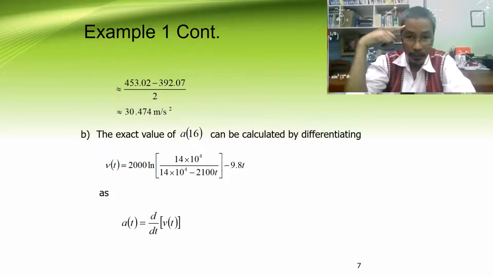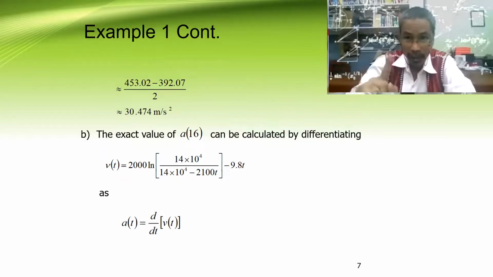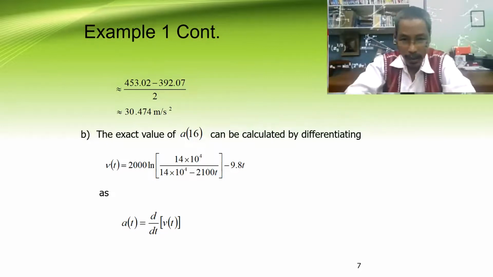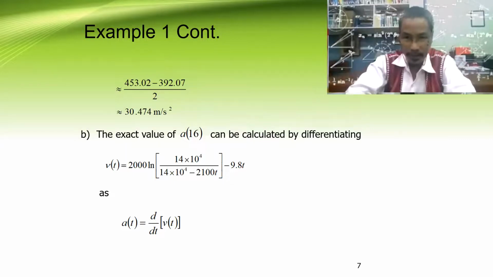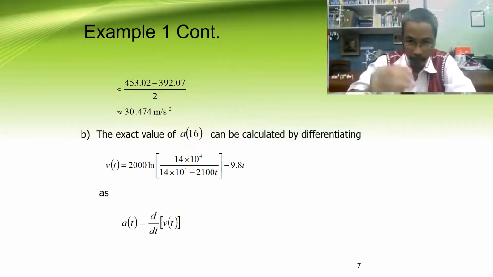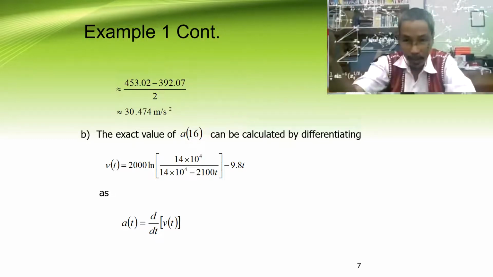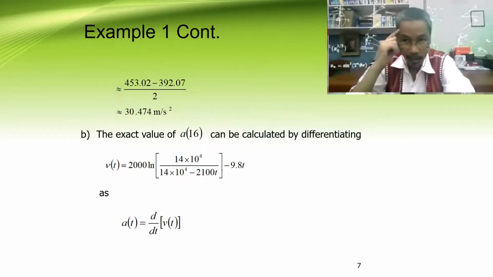We are asked for the acceleration at 16, but we solve using the velocity at 18. This is why our method is forward difference. Okay? Forward. 18 is a forward number from 16. Take note of that.